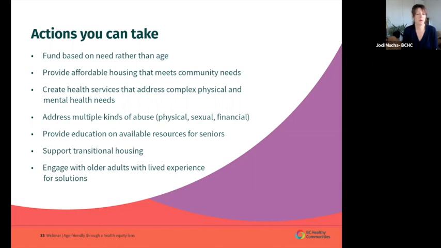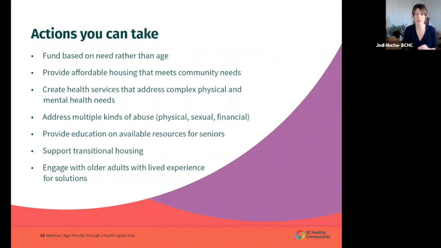And addressing the multiple kinds of abuse, as Sarah said: physical, sexual, financial. There are a lot of challenges from a determinants of health perspective that are experienced by older adults that have found themselves homeless. And the other thing, the first point on this slide, which Sarah touched on, is that rather than thinking about categories of age and those within a certain age group experiencing homelessness, when you're creating programs, leveraging funding, or allocating funding to address these issues, you need to think about it from the perspective of the need versus getting stuck on these different categories of age. So those are a few things.